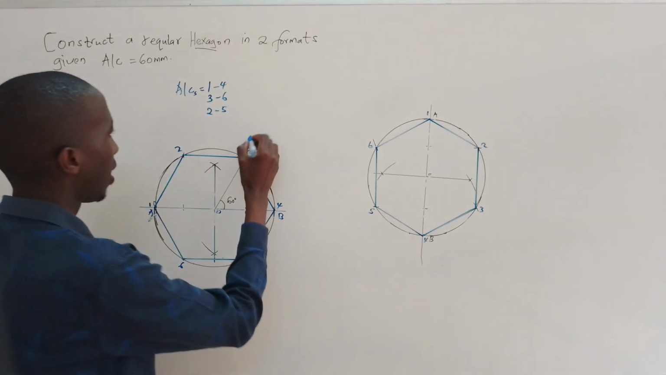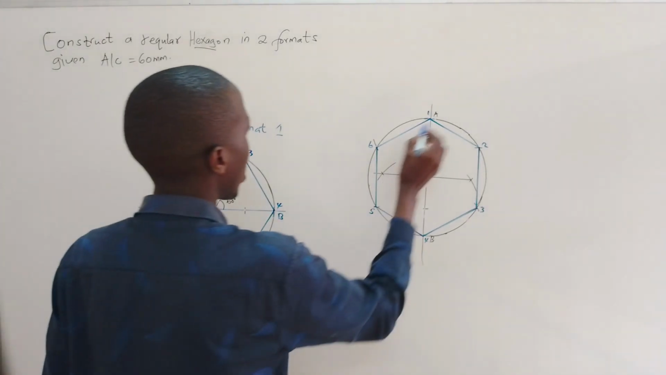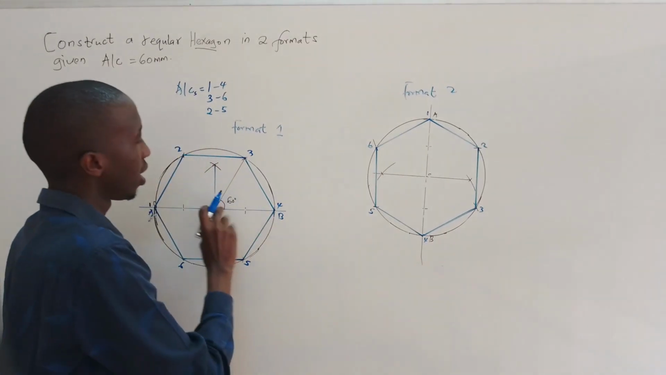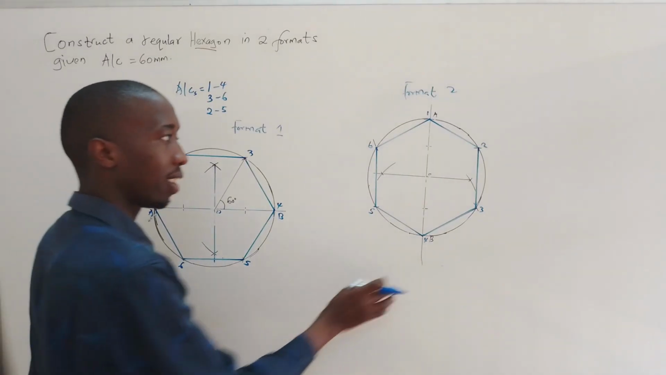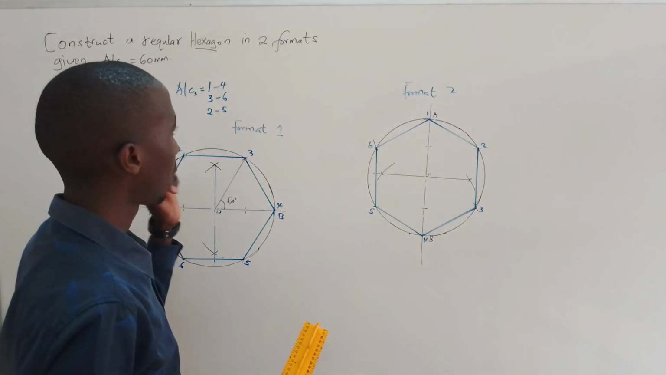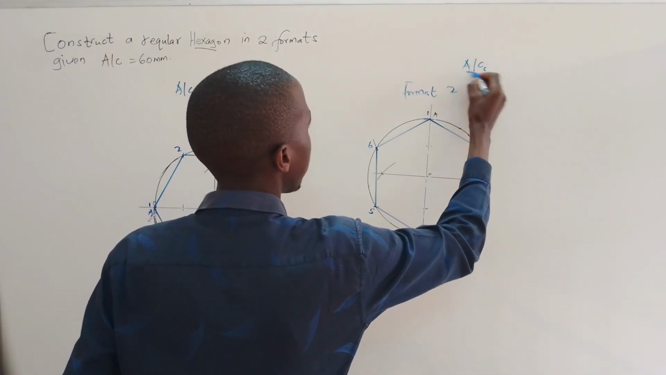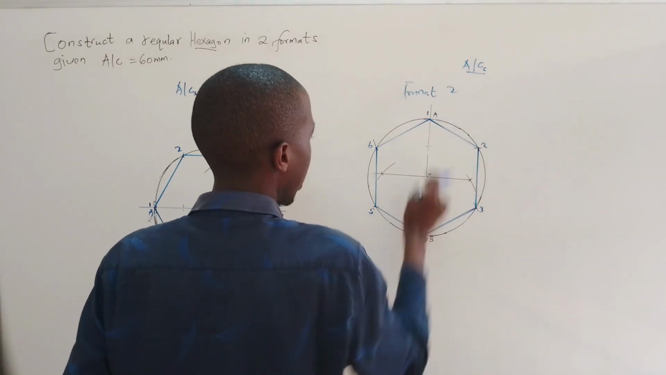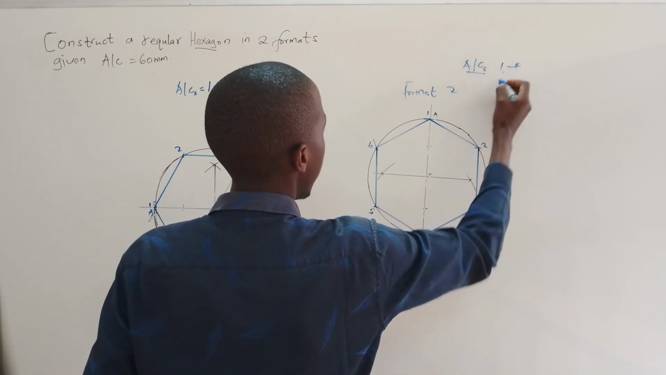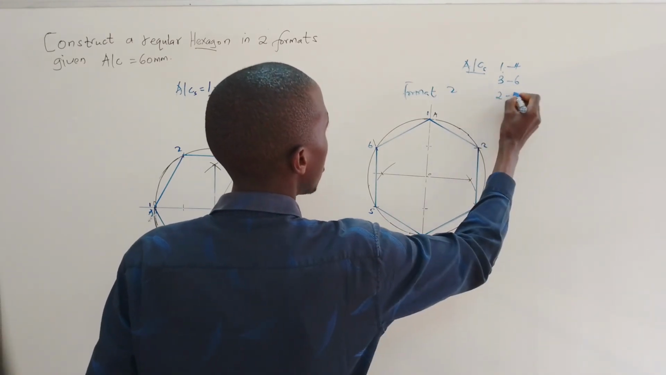You have this one, I will call this format 1. Then this one, we have format number 2. So this one is just rotating. We were making a horizontal line here, but now here we are making a vertical line. And that is what is AC. So here ACs will be 1 to 4, 3 to 6, then 2 to 5.